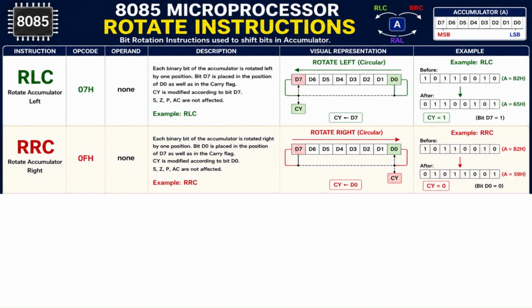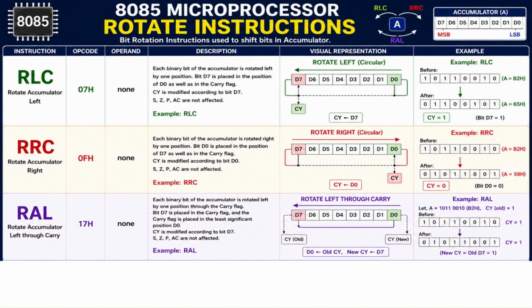Example: initially the accumulator contains 10110010, which is B2H. Now rotate one position to the right. The last bit D0 is 0. This enters the carry flag and the remaining bits shift right and D0 is placed back into D7. The new binary becomes 01011001. Converting it into hexadecimal, we obtain 59H. Therefore, the accumulator content is 59H and carry becomes 0.